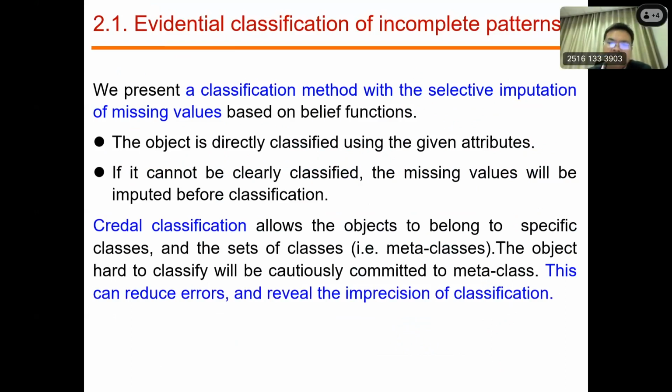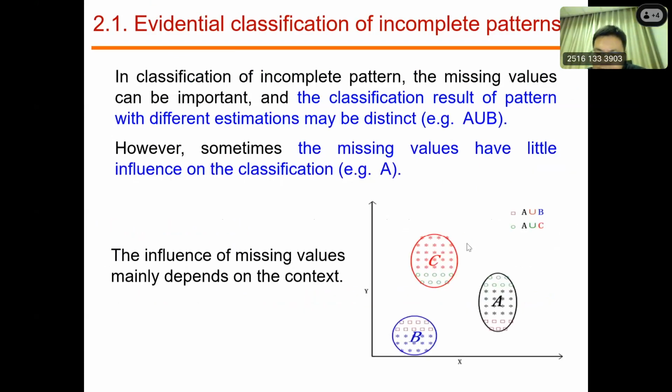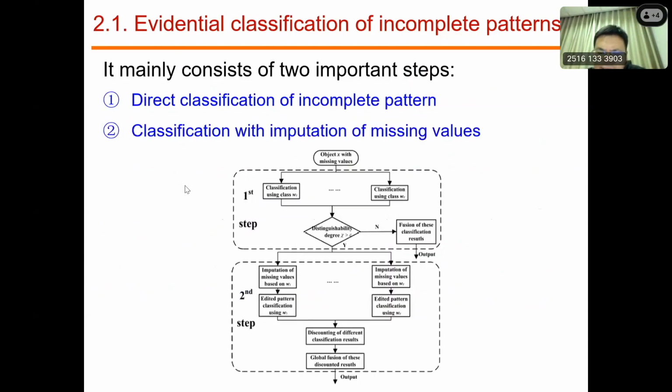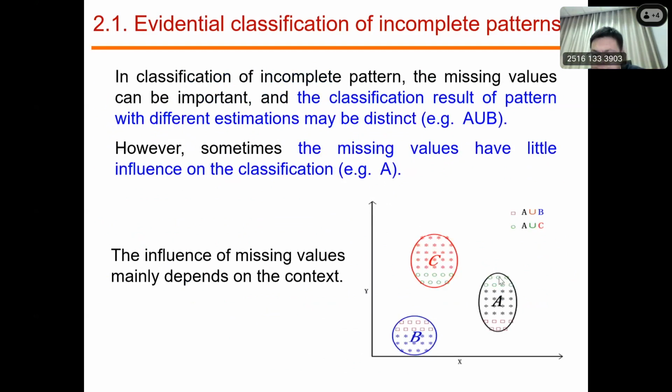So we will present the method with selective or adaptive imputation of the missing value based on belief functions. First, we will classify the object directly using the given attributes. For example, for these star points, we will directly classify according to the Y value. If the object cannot be clearly classified, in such case, we will consider the missing value very important for the specific classification, and we will impute the missing data. For example, for the green circles, we will estimate the missing value. Then we will do the classification after the estimation.